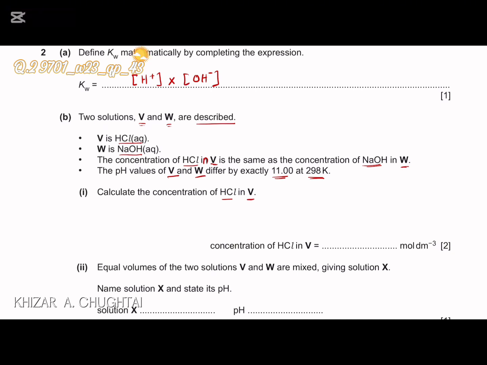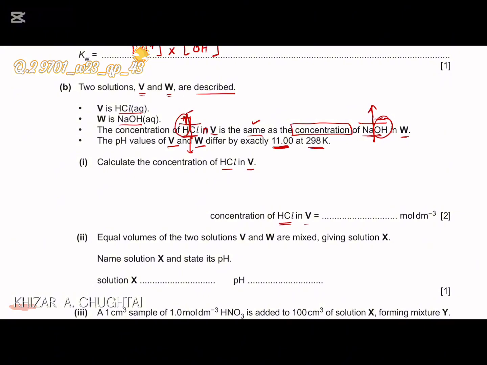So, first thing is that the concentration of both NaOH and HCl is the same. It means that the H positive ion concentration and OH negative ion concentration are the same in both solutions. And the next thing is their pH. This is an acid, so its pH should be less than 7. It's an alkali, so its pH should be more than 7. But the difference of the pH is exactly 11 between them. So how to solve this question to find the concentration of HCl?